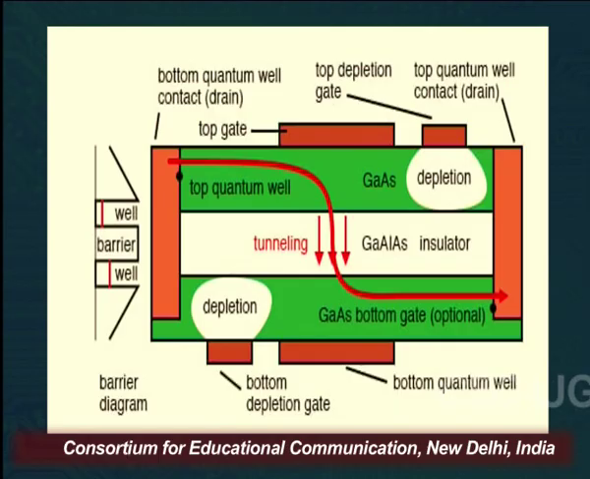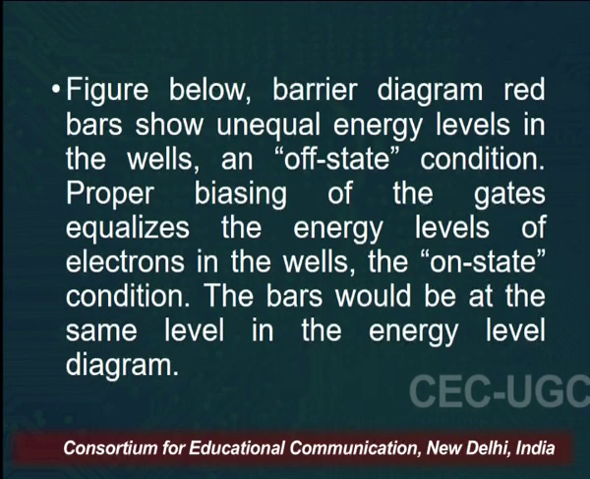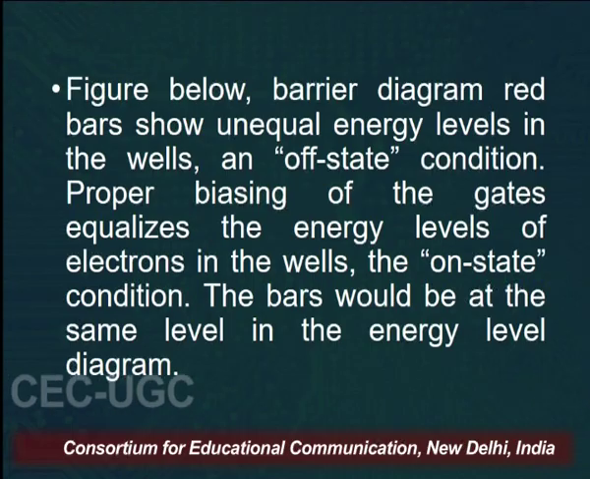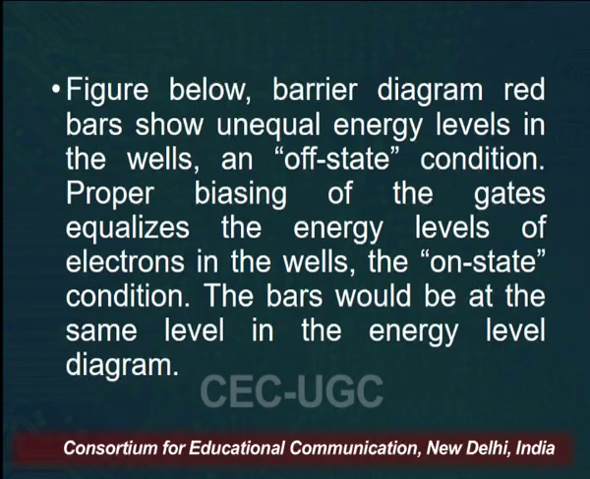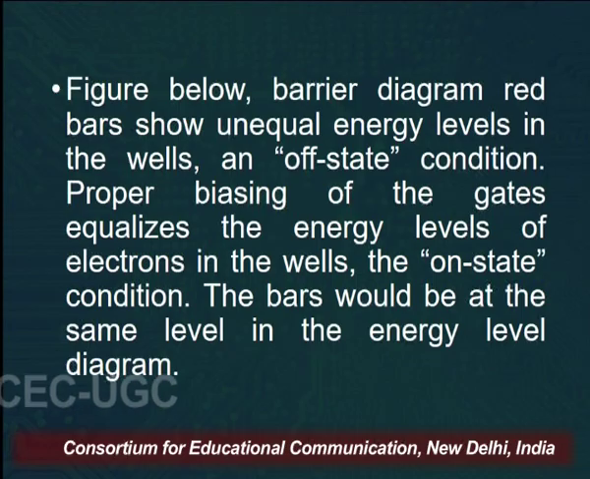So, how do these electrons cross this barrier and tunnel through the insulator and go to the other quantum well? You can see easily, it is a very easy diagram, very easily defined. In this barrier diagram, the red bar shows the unequal energy levels in the well, that is the off-state condition. So, proper biasing of the gates equalizes the energy level of the electron in the well.